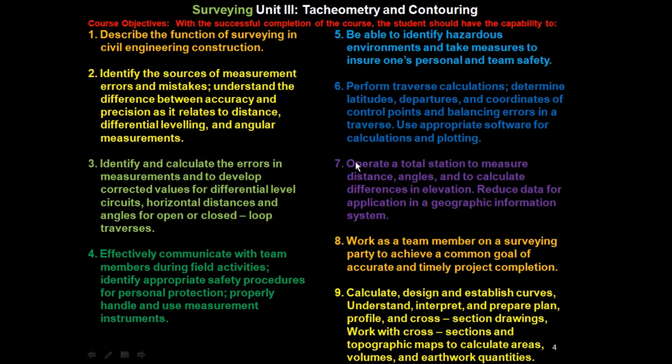Seventh course objective is to operate a total station to measure distance, angles and to calculate difference in elevation. Reduce data for application in geographic information system. Eighth course objective is to work as a team member on a surveying party to achieve a common goal of accurate and timely project completion. Ninth course objective is to calculate, design and establish curves, understand, interpret and prepare plan, profile and cross-section drawings, and work with cross-sections and topographic maps to calculate areas, volumes and earthwork quantities.